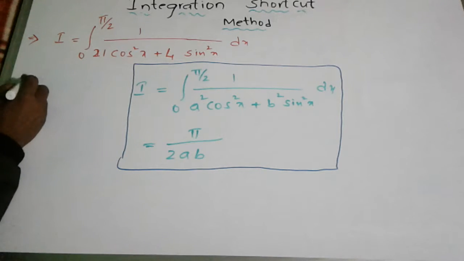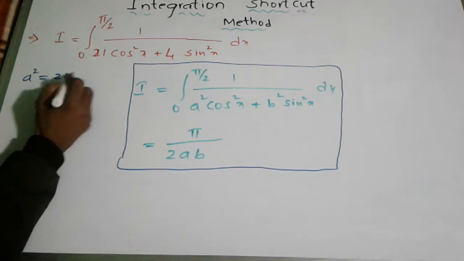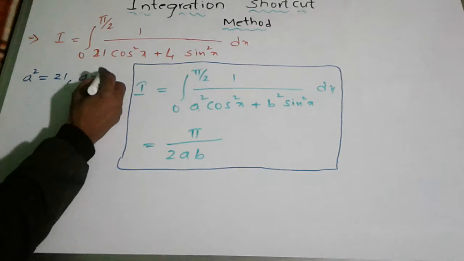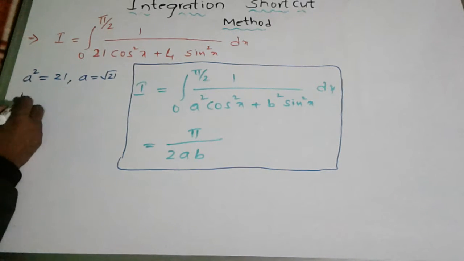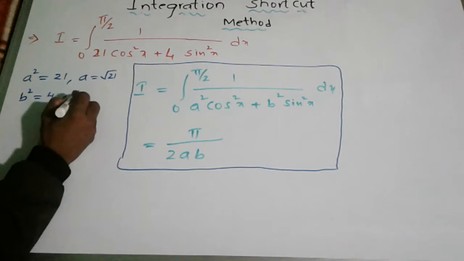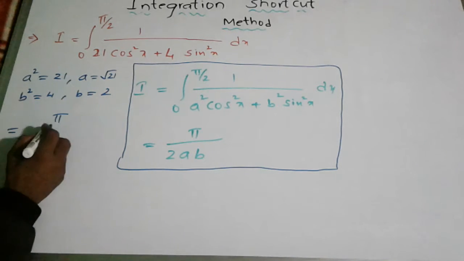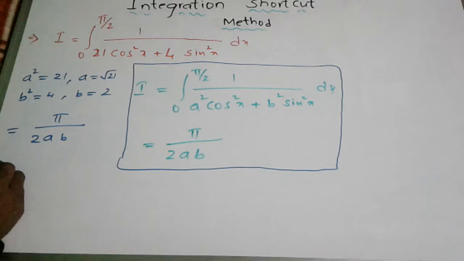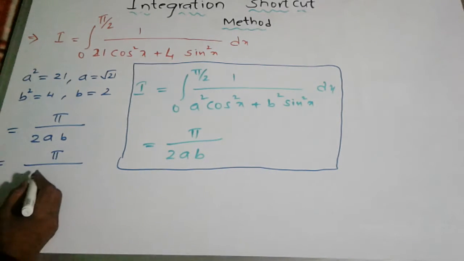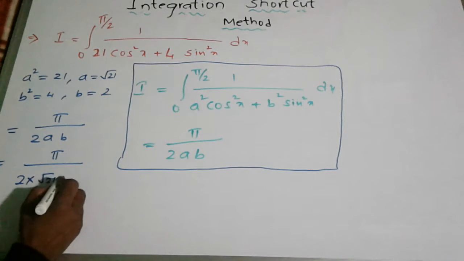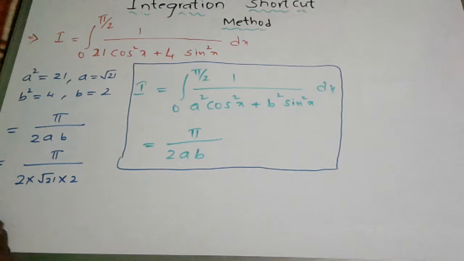The value of a square is 21, then the value of a becomes root 21, right? The value of b square is 4 and the value of b becomes 2, right? So our formula is pi upon 2ab. Substituting the a and b values, pi upon 2 multiplied with root 21 multiplied with 2, so our final answer is pi upon 4 root 21. This is the answer. This is very simple, right?